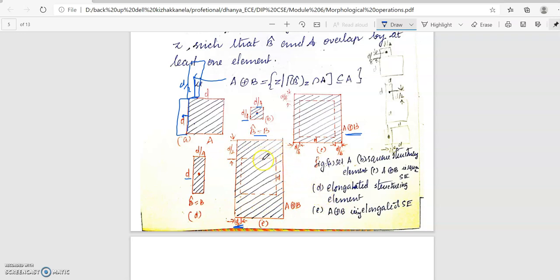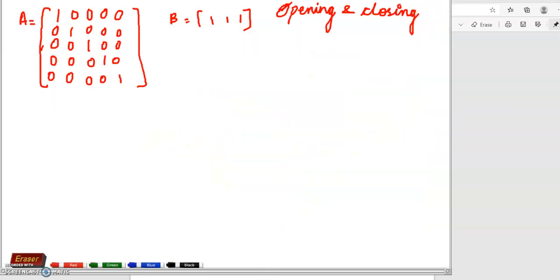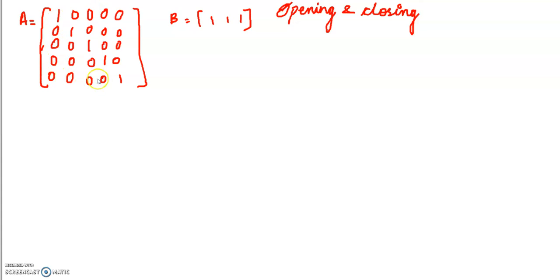Now we know what is erosion and what is dilation. Now we move to a problem related to opening and closing. So consider this is my image A. This image A is given, and consider B is my structuring element. You have to do opening of A by B, and similarly you have to do closing of A by the structuring element B. Okay, so in this case, first I consider the opening.